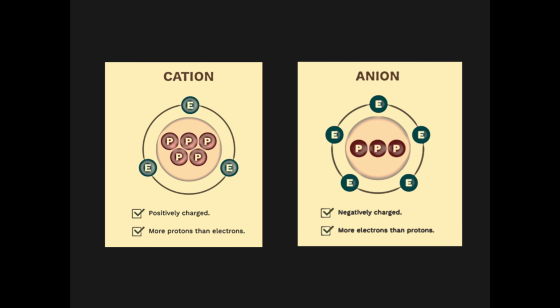So here we can see the pictorial representation of cations and anions. First, the cation has 5 protons and 3 electrons. Thus cations gain the positive charge since they possess more protons than electrons. And in the case of anions, the nucleus has 3 protons and the outer shell has 5 electrons. Thus electrons are more than protons, so it gains a negative charge.